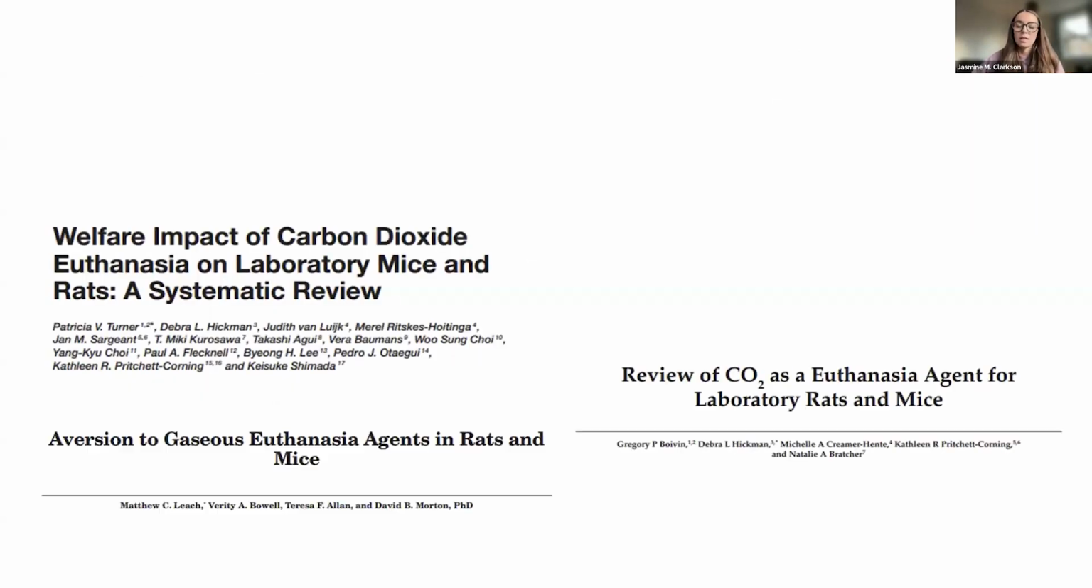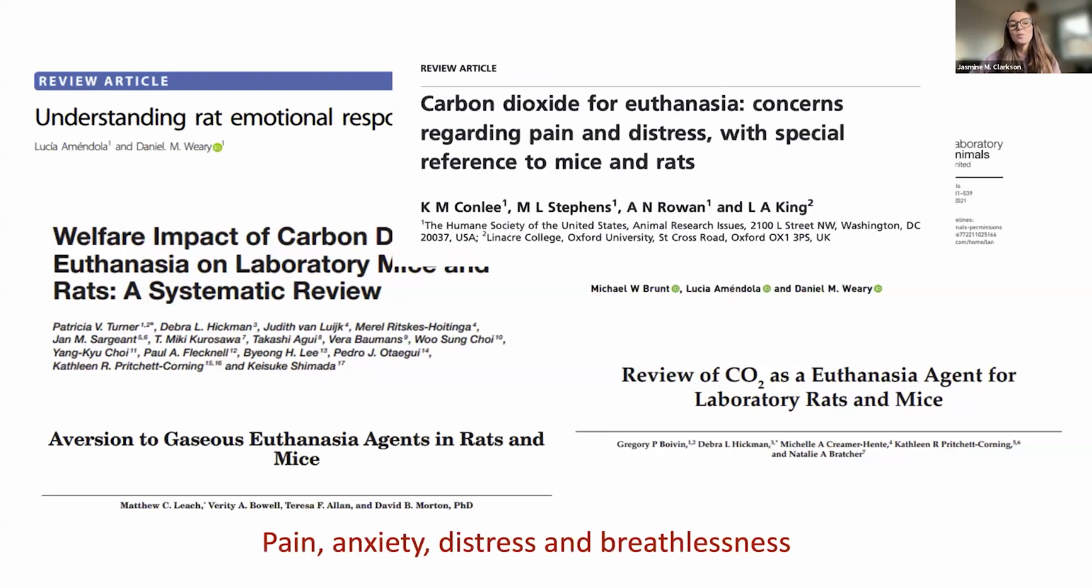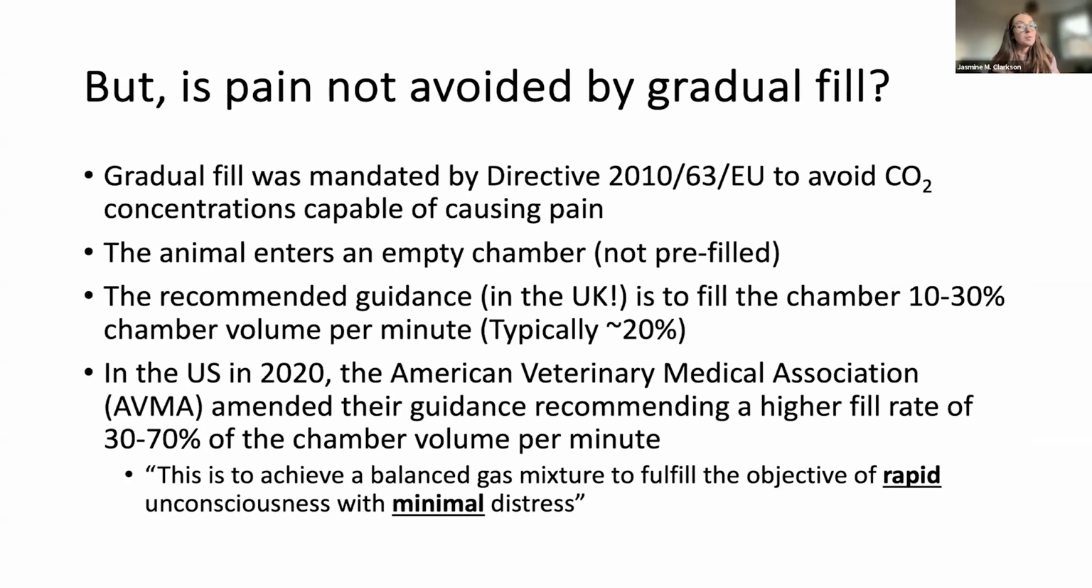So I'm not going to even try to summarize all the work that's been done in this area. So just to put up a few key papers and reviews, there's quite a few reviews out there now. Essentially, all the data suggests at high concentrations, rodents are capable of experiencing pain, and also things such as anxiety, distress, and breathlessness when exposed to CO2. So I guess some people might be thinking, okay, if pain is associated with high concentrations, is that not avoided by gradually filling the chamber?